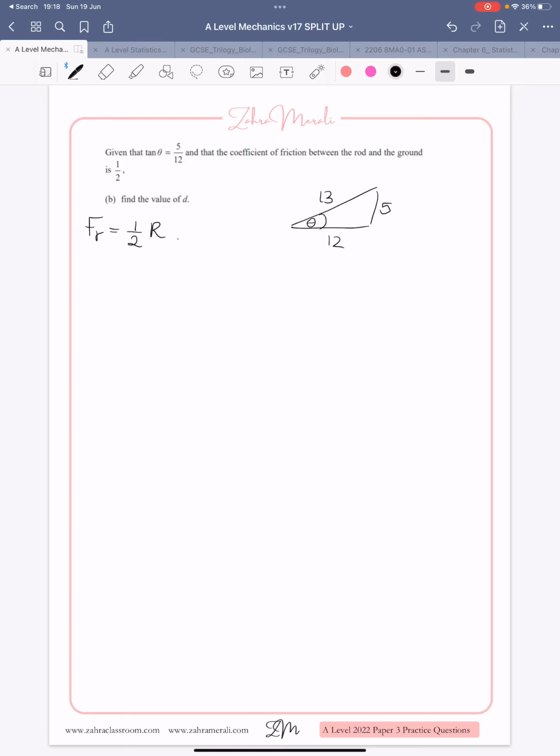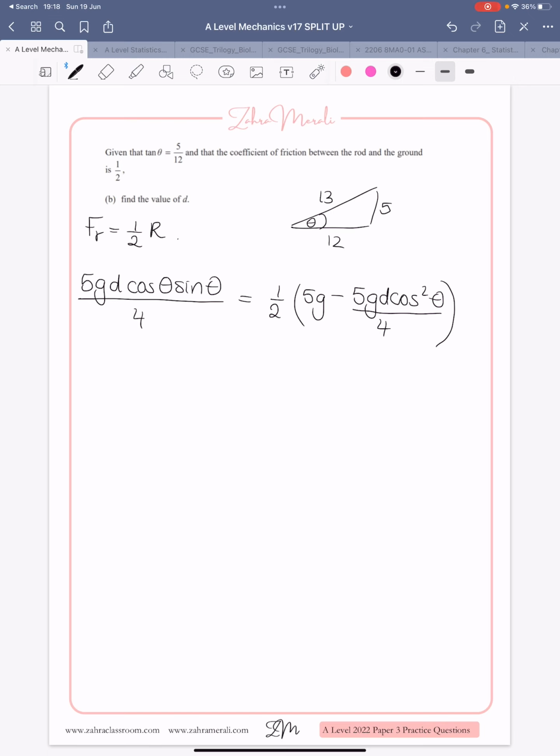We have expressions for everything now. So we already have an expression for FR. This is what we did before. So we have FGD cos theta sine theta divided by 4. We have R, which we worked out to be 5G minus 5GD cos squared theta over 4. And now we want to rearrange this for D, but let's see what we can cancel out.